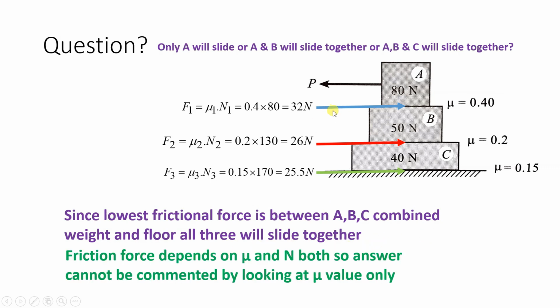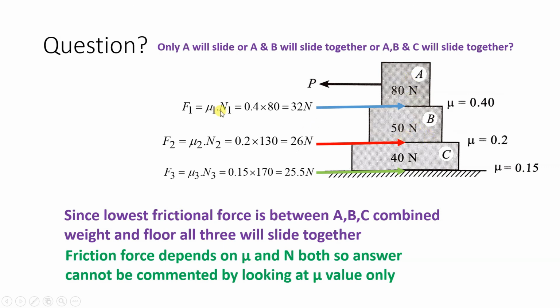Okay, and friction force, it depends on what? Mu and N, both. So the answer cannot be decided by only looking at the mu value. So when this type of question is given, just don't look at the mu value alone. If you see that the mu value is less here, you will say that ABC will move together. That is not the correct answer. It might happen that in this case it is matching. But suppose this weight, if you change it, to 100 Newton, in that case what will happen? At this location, friction force will be the largest out of three. So in that case, AB will move together.